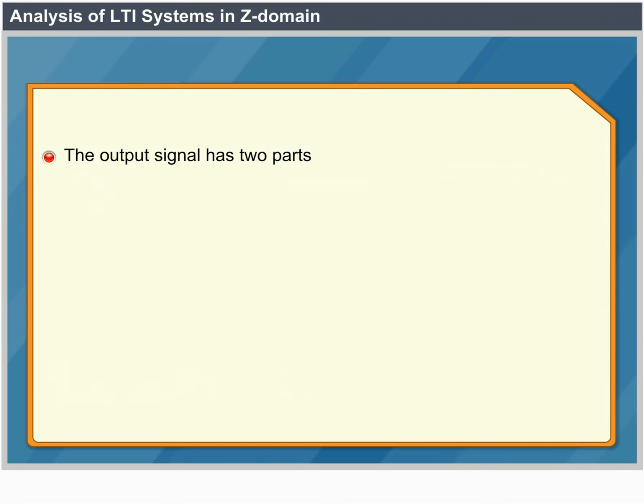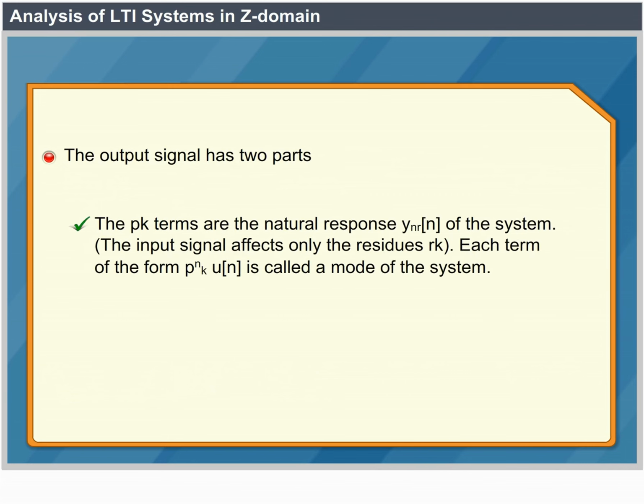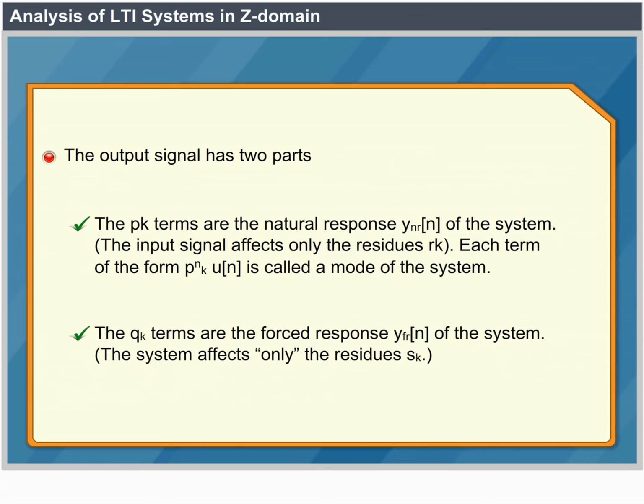The output signal has two parts. The p_k terms are the natural response y_nr of n of the system. The input signal affects only the residues r_k. Each term of the form p_k power n into u of n is called a mode of the system. The q_k terms are the forced response y_fr of n of the system. The system affects only the residues s_k.